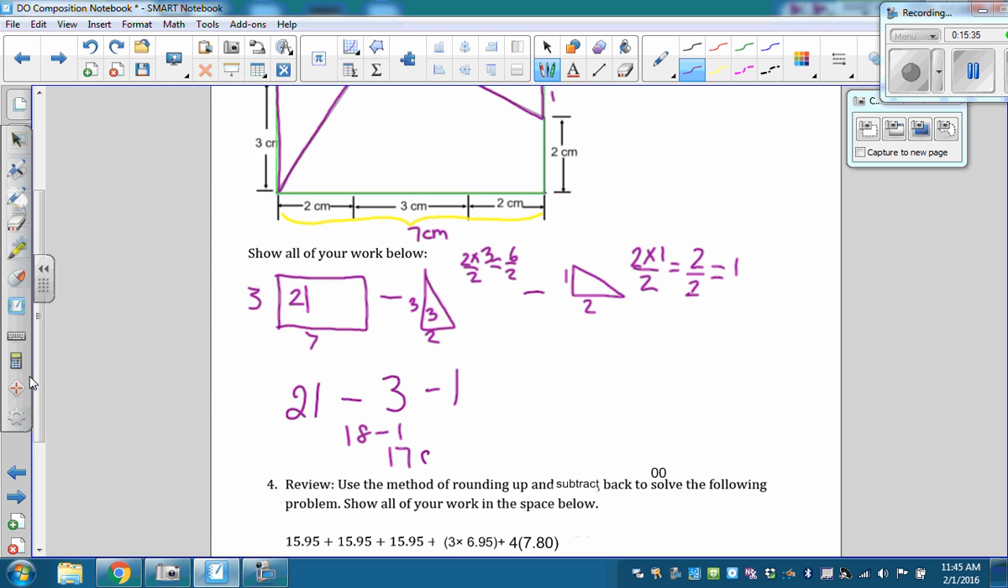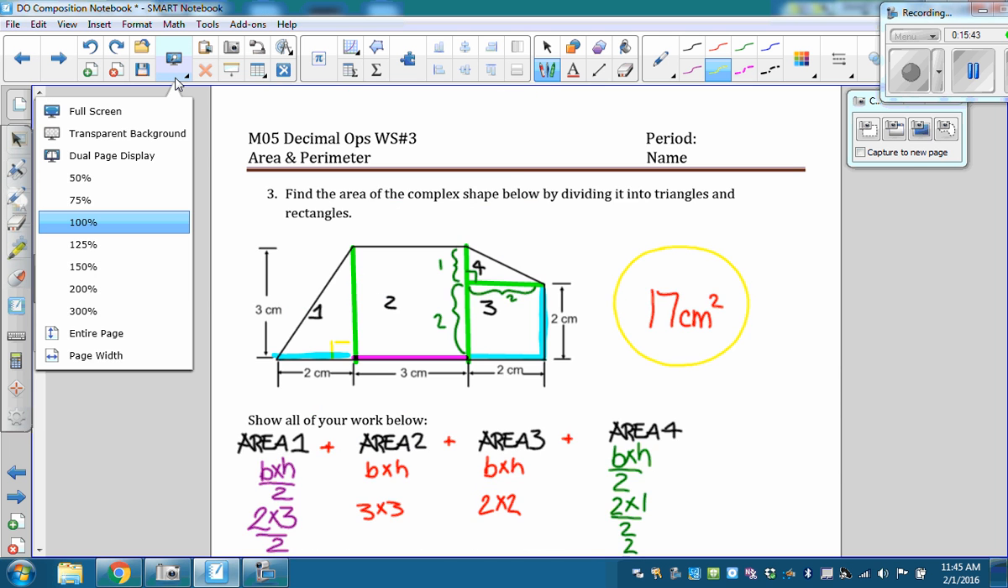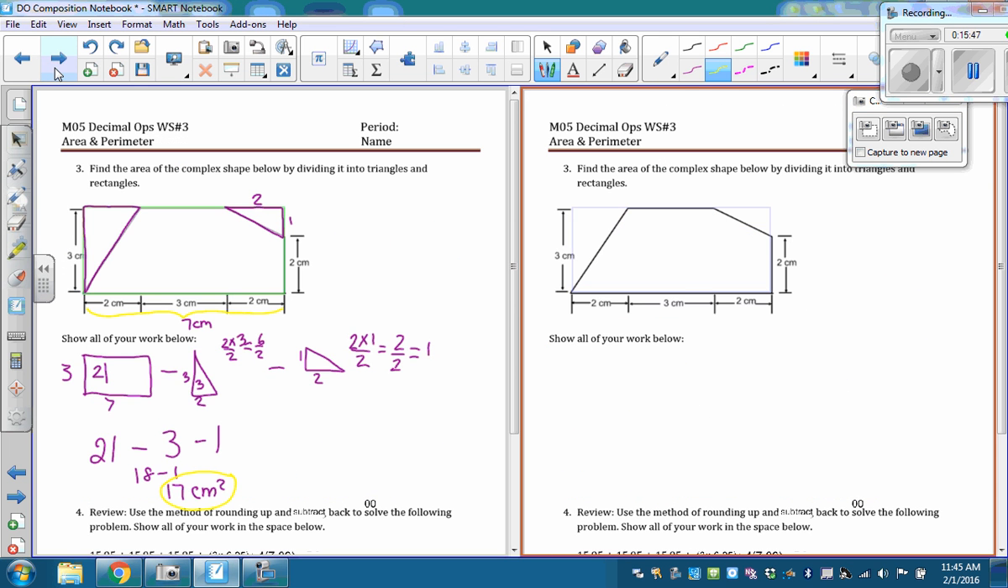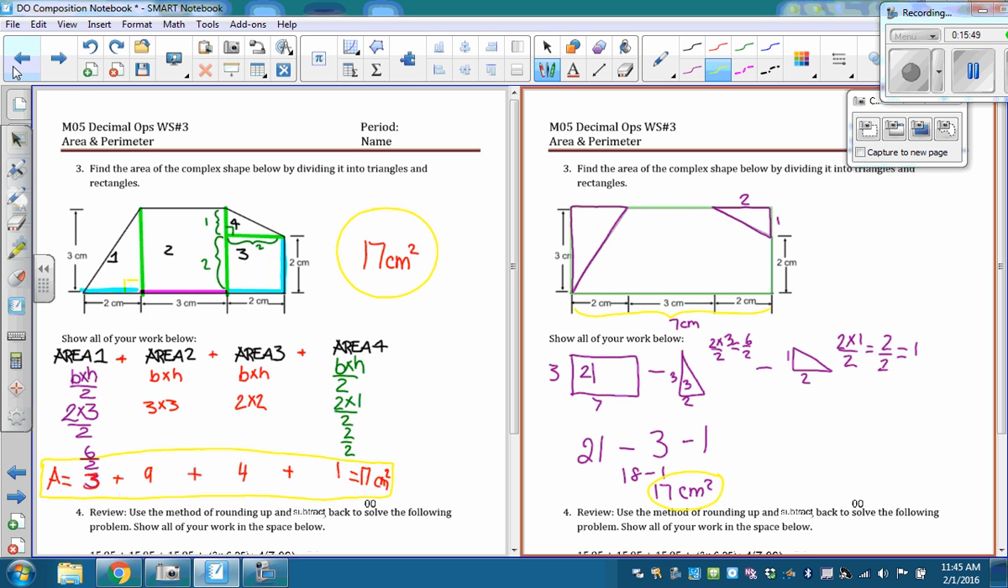Subtract out 1 unit, and then 21 take away 3 is 18, take away 1 is 17 centimeters squared. So with a little less work, we get the same answer. So you could look at both of those.